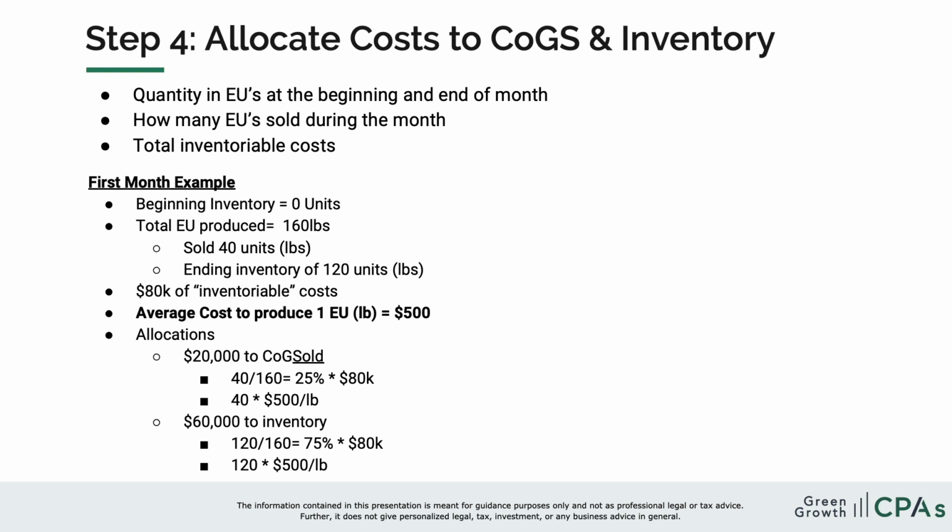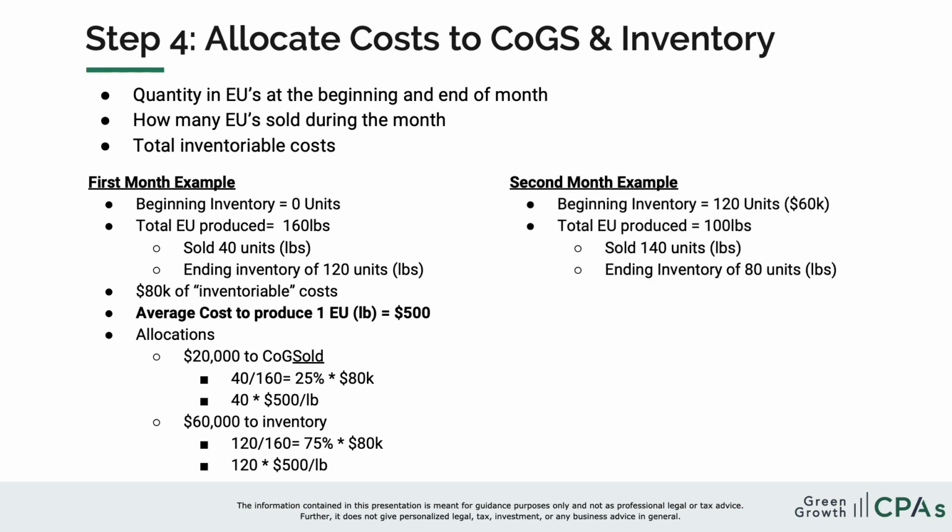So if we add up the cost of goods sold allocation and the inventory allocation, 20,000 plus 60,000, that gives us the $80,000 in total inventoriable costs for month 1. Now that's how you reasonably break down the costs into COGS and inventory. Now we're going to go over the second month example.